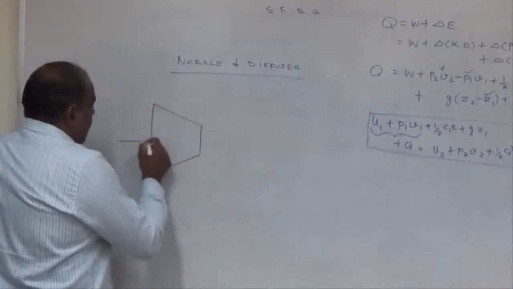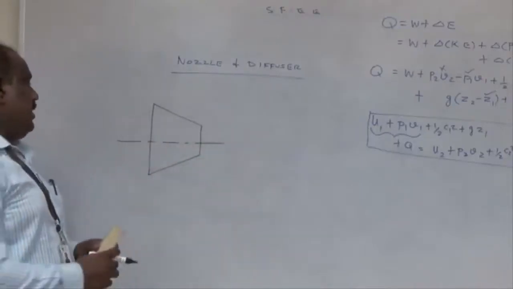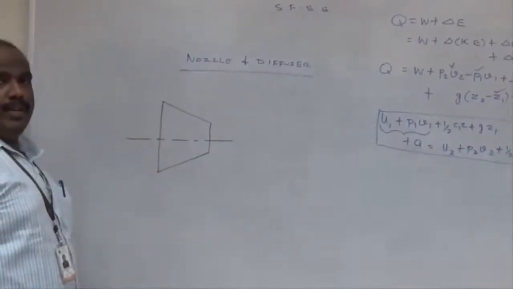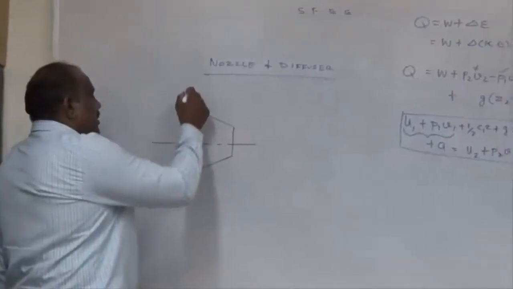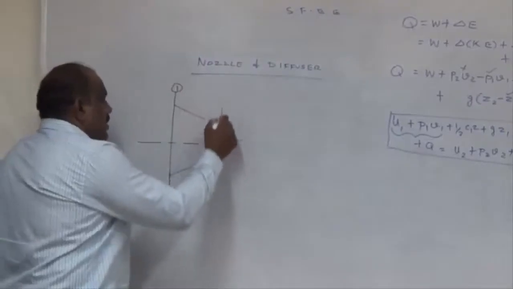This is the nozzle. The nozzle doesn't have any moving parts, which means the work will be 0, but there will be flow. So let us say this is section 1-1 and this is section 2-2.